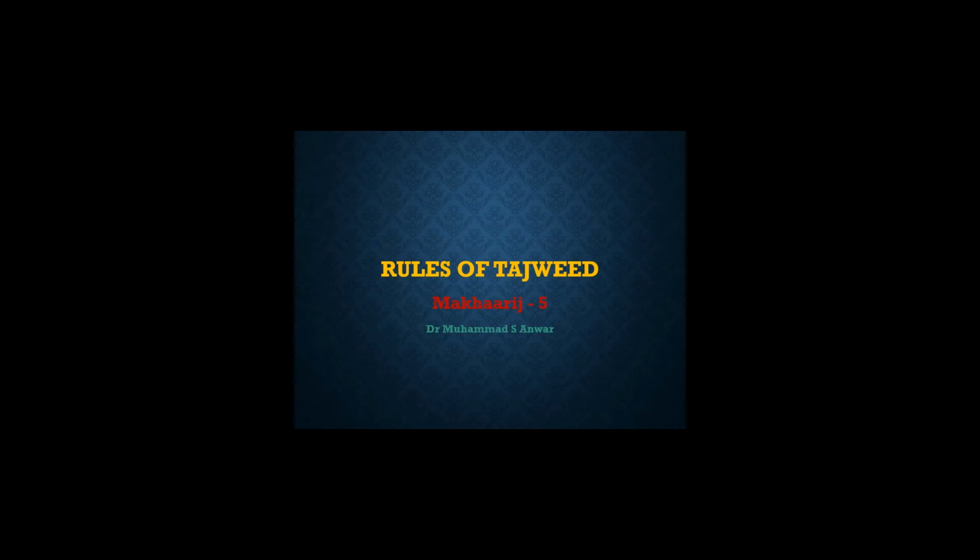There are 5 areas of articulation and we have 17 MAKHAARIJ, points of articulation. From 17 points, we have about 29 sounds. In Arabic alphabets, we have 28 letters and 1 sound. The 29 sounds altogether. The 5 areas of articulation include nostrils, throat, empty cavity, tongue, and lips.